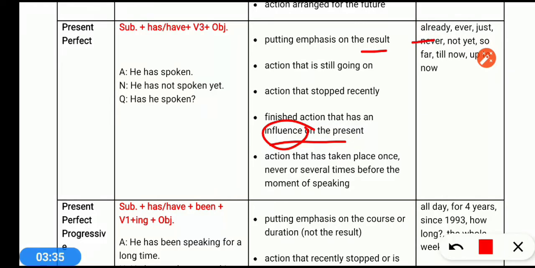Signal words: already, ever, just, never, till now, up to now, so far, not yet. So these are the signal words. If we talk about verb, has, have plus third form is used. Has with singular subject, have with plural subject. It shows completion of work, not time. Signal words, remember: already, not yet, ever, and till now. These are the main signal words in the present perfect tense.